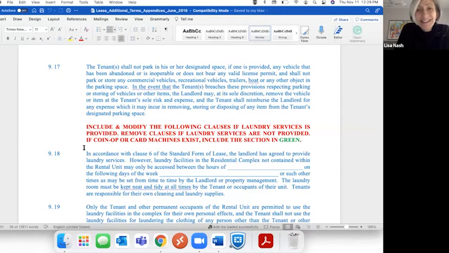But we can move on from here, right? Because at the end of the day, that is what's going to save your bacon when it comes to the Landlord and Tenant Board. Okay, got it.